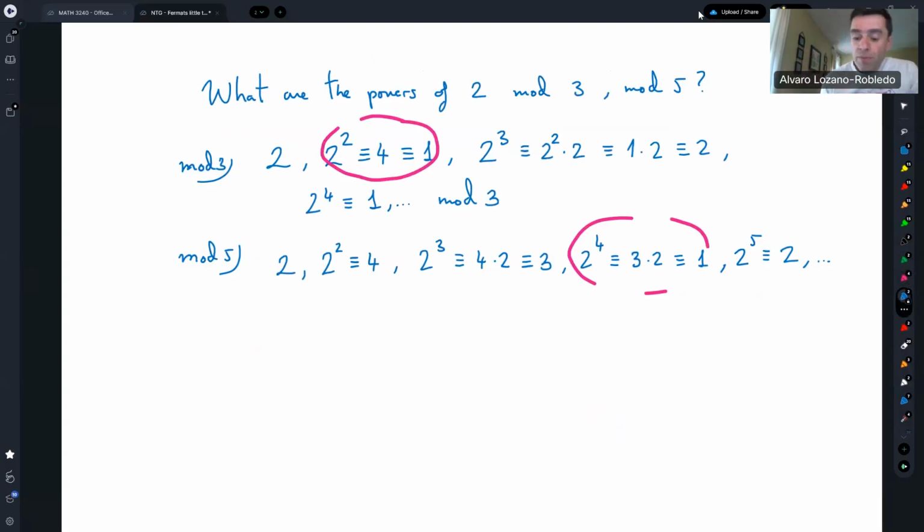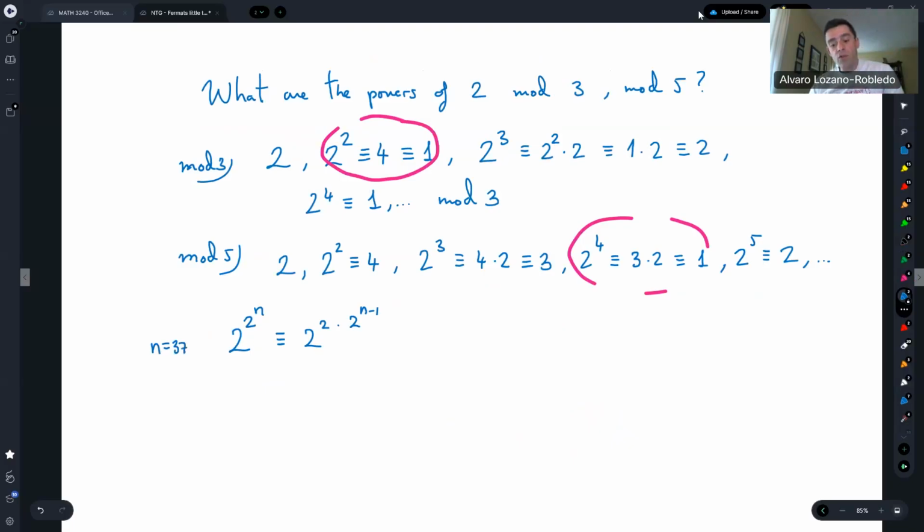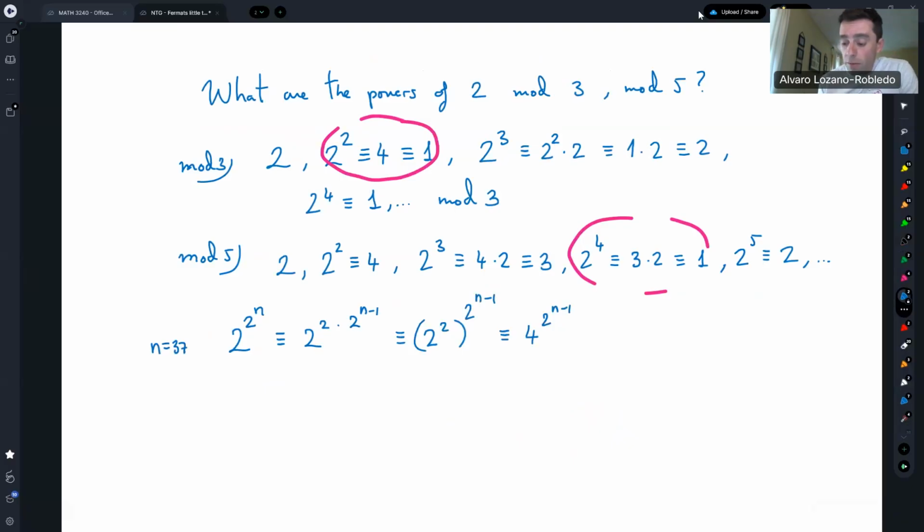and that's what's going to help me solve the question I had about Fermat numbers, because what is 2 to the 2 to the n? Well, 2 to the 2 to the n, that is 2 to the 2 times 2 to the n minus 1. So if n is bigger than 1, for example, 37, I can do that. And so by the laws of exponents, this is 2 to the 2 to the 2 to the n minus 1, which is now by the laws of congruence just 4 to the 2 to the n minus 1. And 4 is 1 modulo 3.